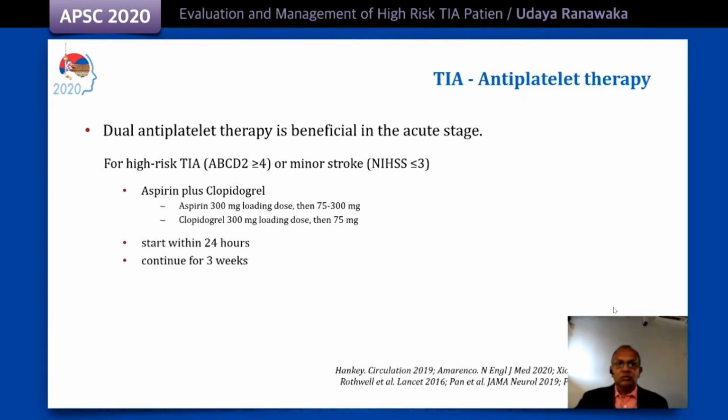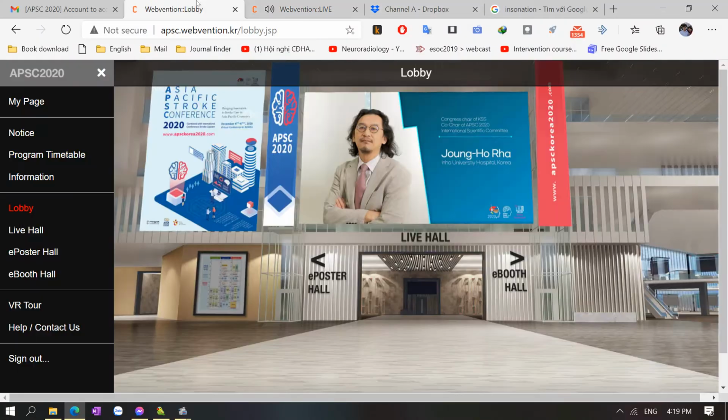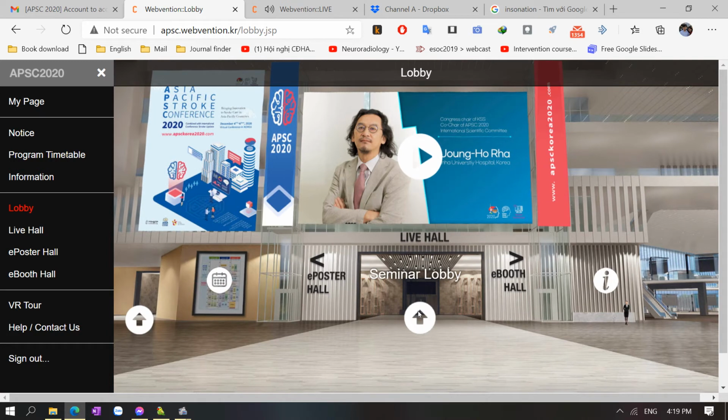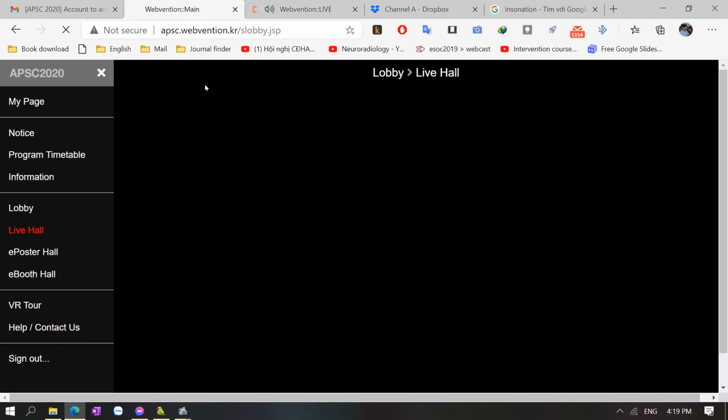So firstly, in the acute stage, we need to use dual antiplatelet therapy. This data is mainly for high-risk TIAs and also for minor strokes, using aspirin 300 milligrams loading dose and then 300 milligrams, and clopidogrel 300 milligrams loading dose, and then followed up with 75 milligrams. We need to start this within 24 hours and continue up to 3 weeks.